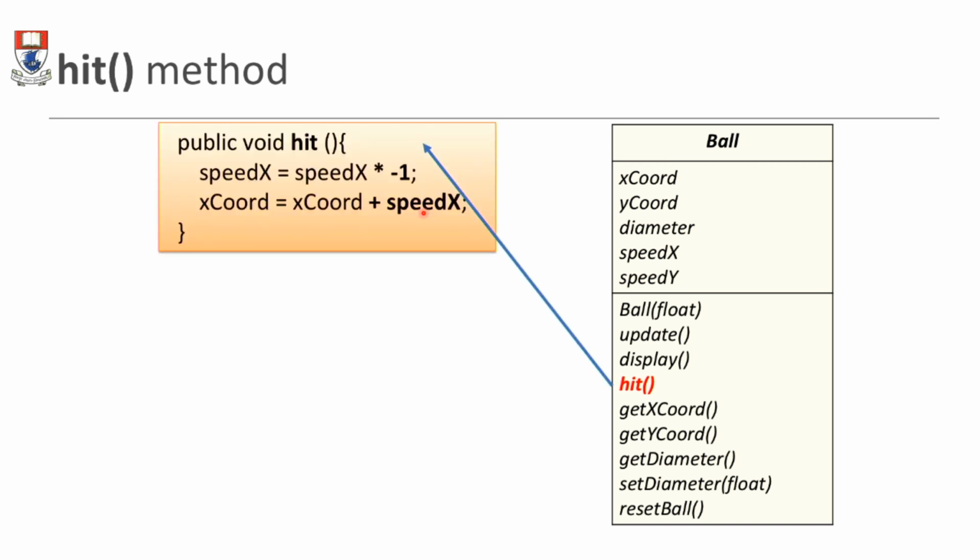Okay, one more method, the hit method. What this is doing is changing the speed. The ball hits the paddle. What do you want to happen? You want it to go back in the opposite direction. So when we have a hit, we make the ball go in the opposite direction by changing the speed x value. Then the x-coordinate equals the x-coordinate plus that speed x value, multiplied by minus 1, again going in the opposite direction. This is how we handle the ball hitting the paddle and rebounding back.